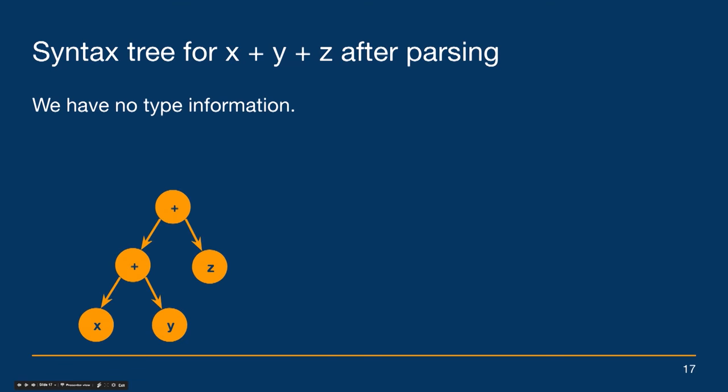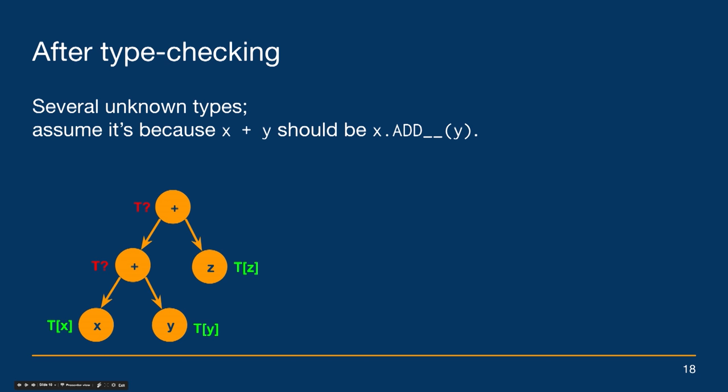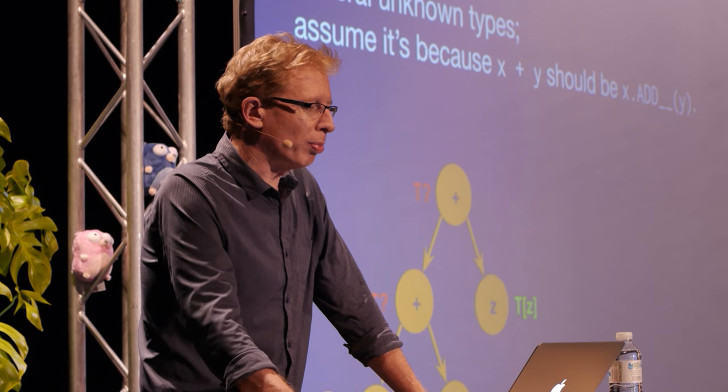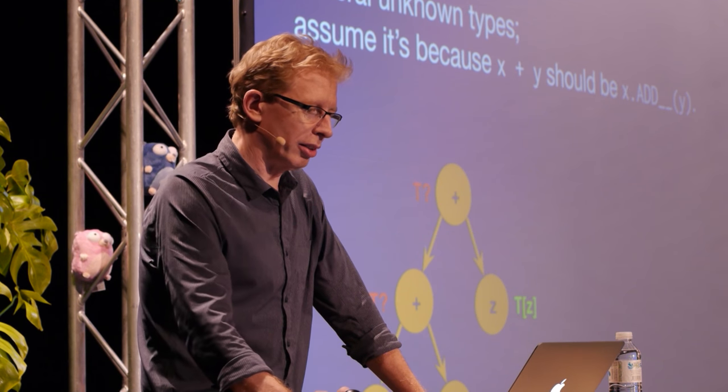So let's see this in action. Here we have a syntax tree for x plus y plus z after parsing. There are no types at this point. Now we're going to run the type checker. And as expected, it determines the types for all the operands x, y, and z. But we also have a couple of types missing. And this is, of course, because the type checker is still the type checker for the existing Go language. It doesn't know about plus for x and y.